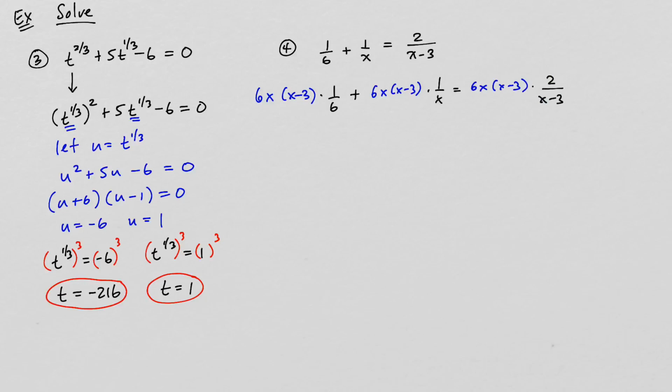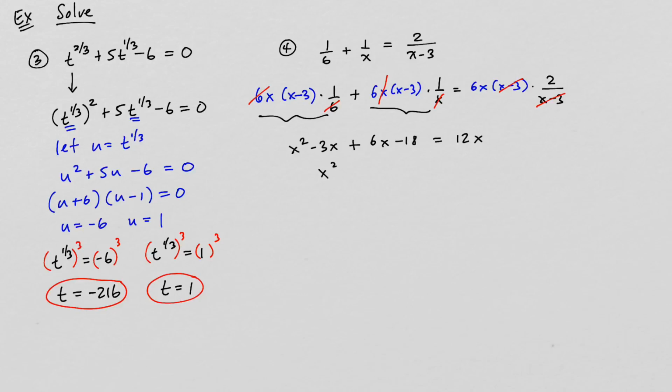And so it's a little bit time consuming, but once we multiply that to each term, we can then cancel common factors. So 6 cancels 6, x cancels x, and x minus 3 cancels x minus 3. And from there, we can multiply this out. This is x squared minus 3x, plus, then we have 6x minus 18 here. And on the other side, we have equals 6x times 2 is 12x.